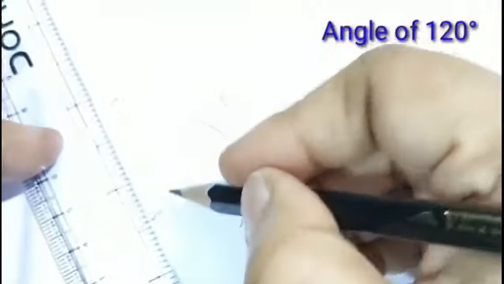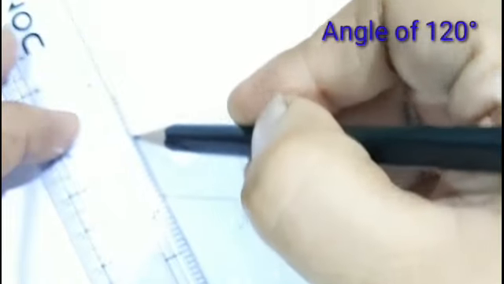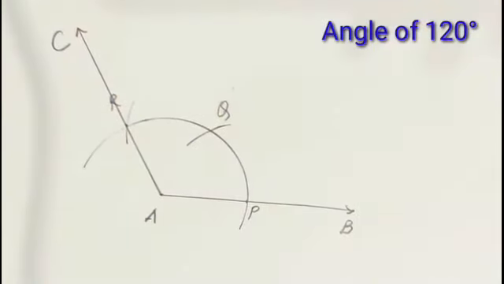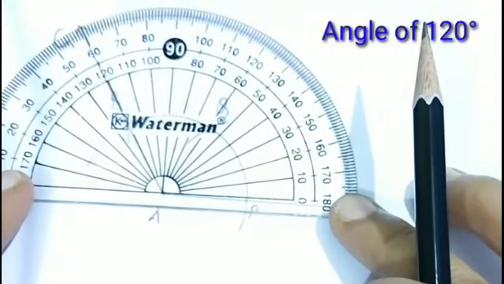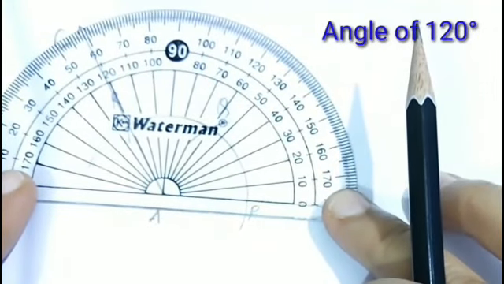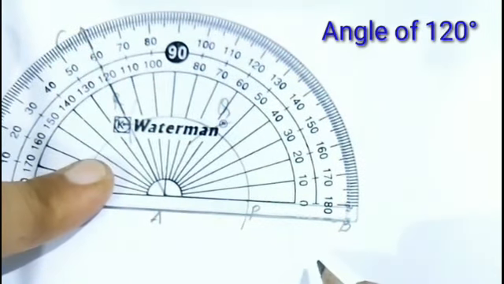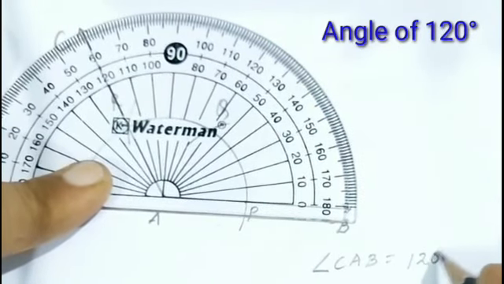Collect the point R and A. Check the alignment of the two and draw it carefully and extend it till the point C. Hence, angle CAB is an angle of measure 120 degrees. So let's verify. Place it on this vertex and line up the two. Check, exactly equals 120 degrees. So angle CAB equals 120 degrees.